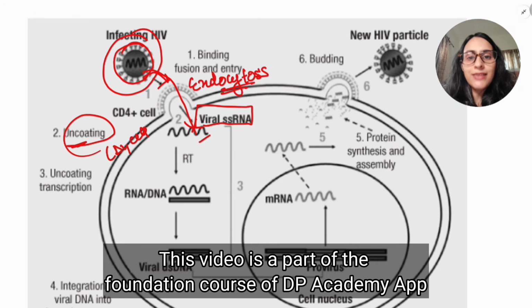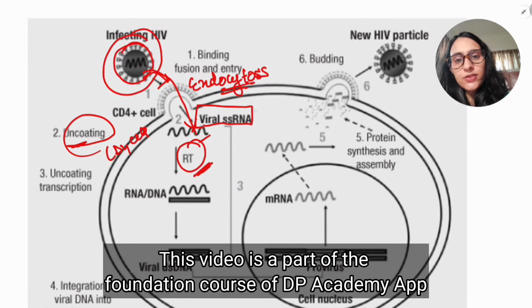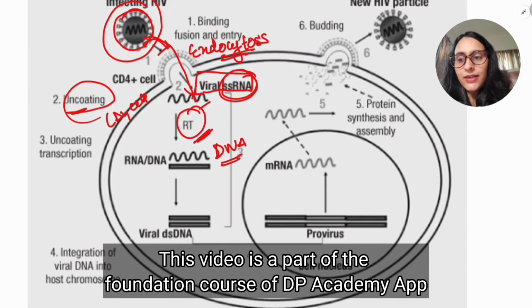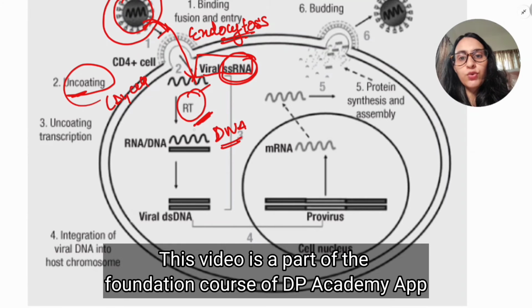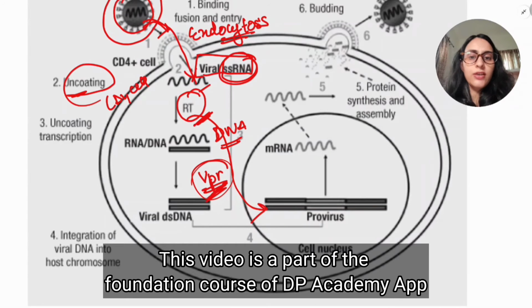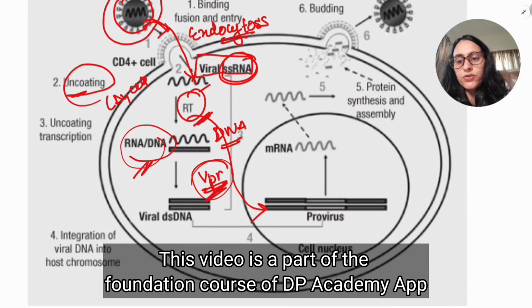Now that we have only the nucleic acid, that is single stranded RNA, it is converted to DNA with the help of reverse transcriptase. Reverse transcriptase is going to convert the single stranded RNA to DNA. Now that we have got viral DNA, this is transported into the nucleus. It goes into the nucleus with the help of what? A non-structural gene. Remember, transport from the cytoplasm to the nucleus occurs with the help of VPR. That is the transport non-structural gene. So VPR is going to take this viral DNA into the nucleus.